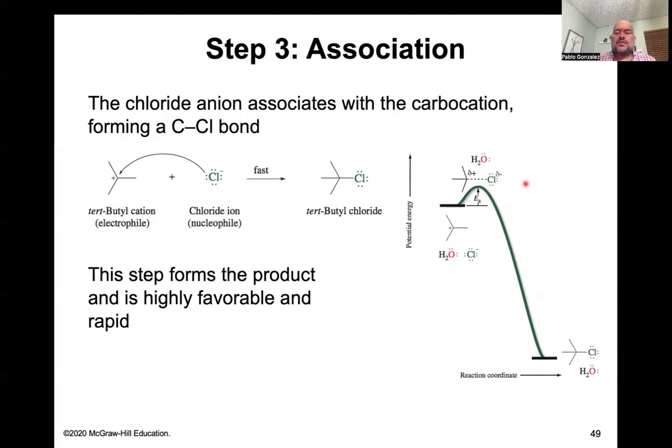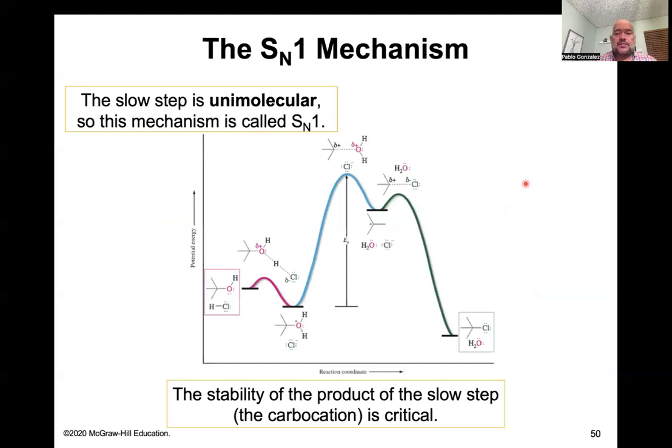This step forms the product and is highly favorable and rapid, it's fast. And here we have the big picture of all the three steps. The first step was the production of the electrophile, in this case, the protonated leaving group. So here we have the transition state of that process. We are breaking the H-Cl bond and we are creating the O-H bond.